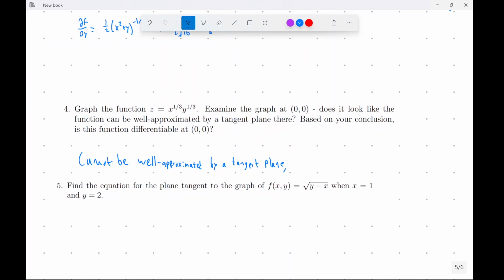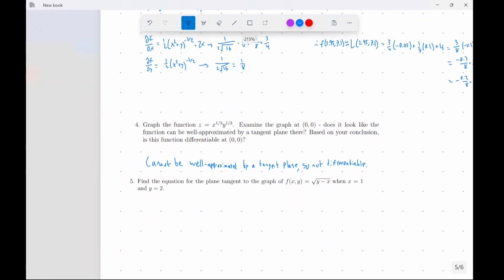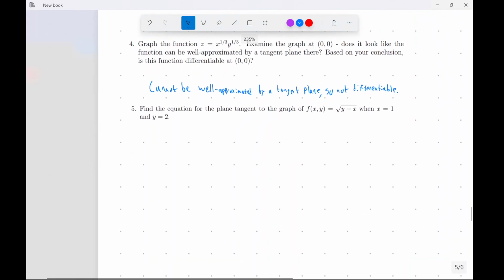And that means it's not differentiable. The definition of a differentiable function in R3 is that it can be well approximated by a tangent plane. That is one way to say the definition. And since this can't be well approximated by a tangent plane, by definition, it's not differentiable. I don't like this alignment, it's annoying me. Okay, so that's that one.